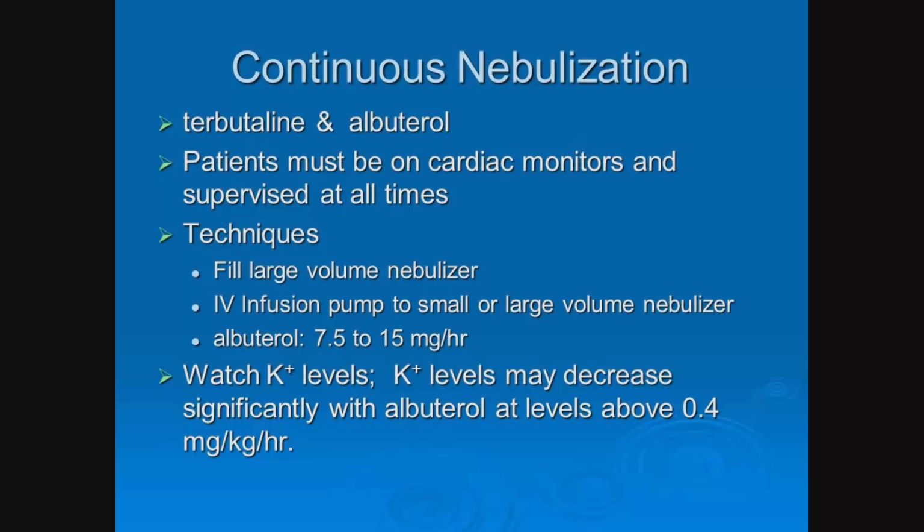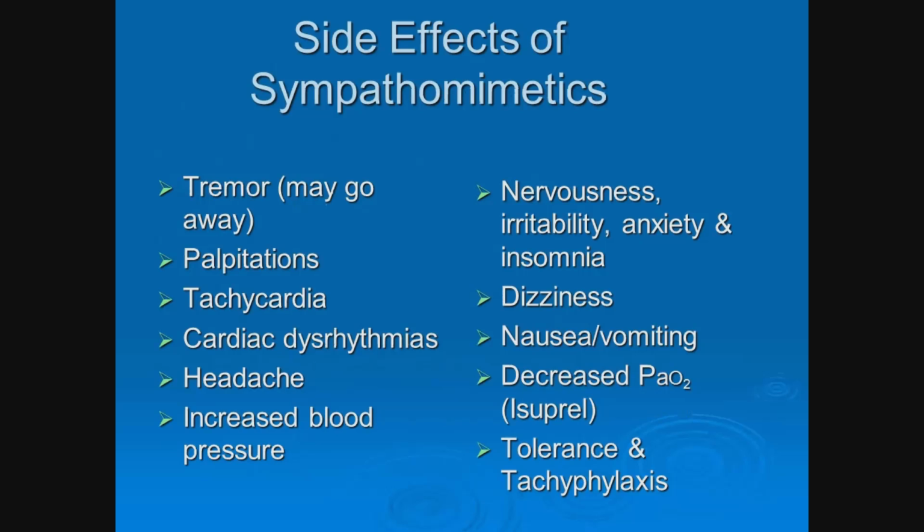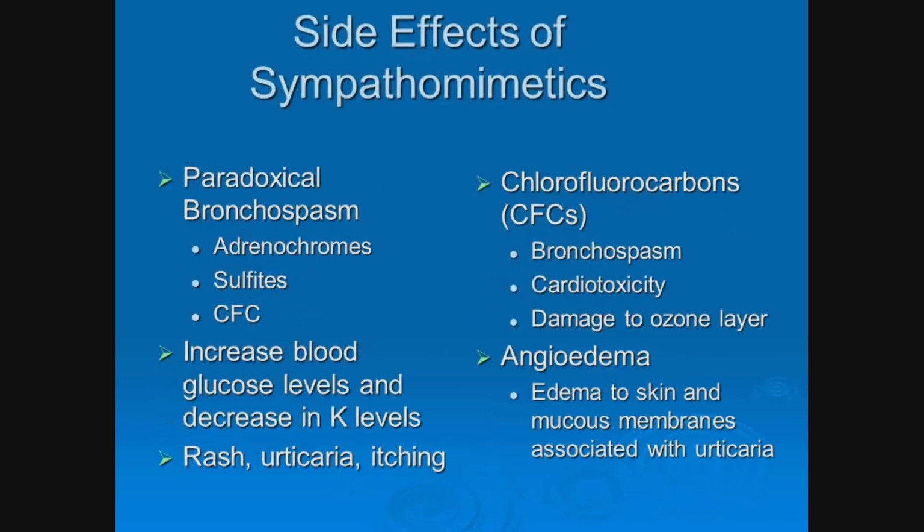For continuous neb, we typically use albuterol, though terbutaline can be utilized. We talked about this. We want to monitor them for potassium levels, because you can end up having a drop in their potassium. Side effects we talked about for all these sympathomimetics. There are some more of them there. Some of them do contain sulfites, which can actually trigger an asthmatic attack, nasty as that is.